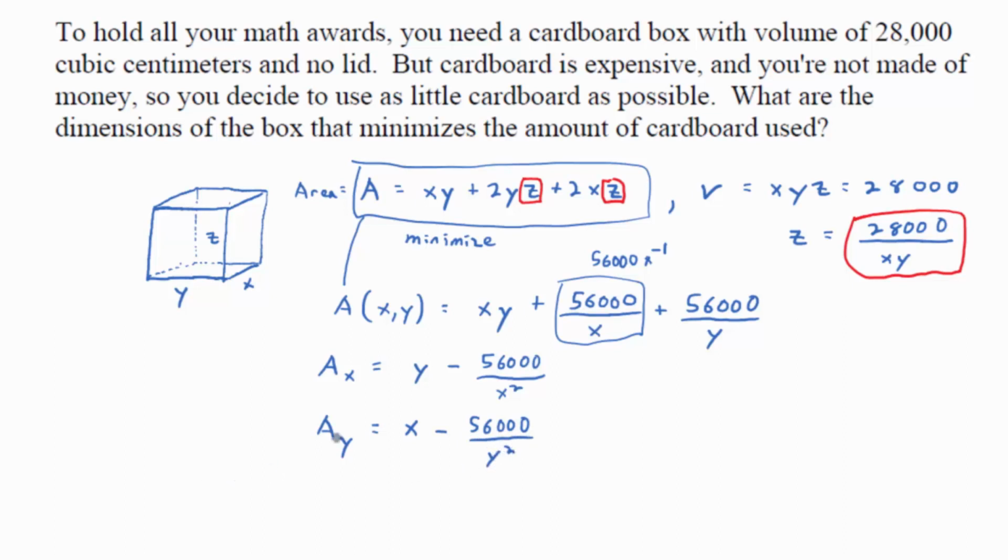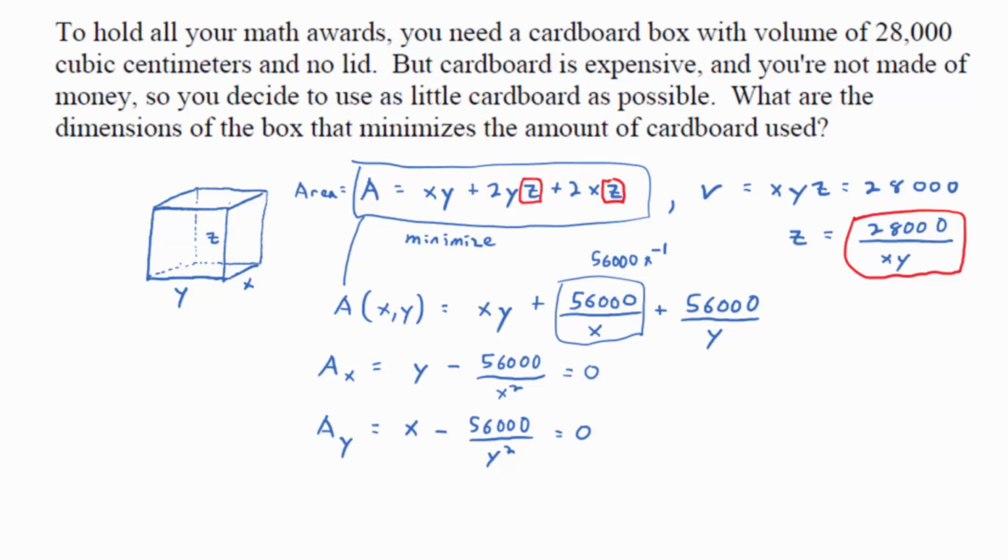Okay, and then what do we do with both of these? Set them equal to 0. Now, you do have to be careful when you multiply through by a variable in some cases. But do we have to worry about that here? No. Are we interested in when x or y is equal to 0? No. In fact, if you look at our area function, x and y can't equal 0, right?